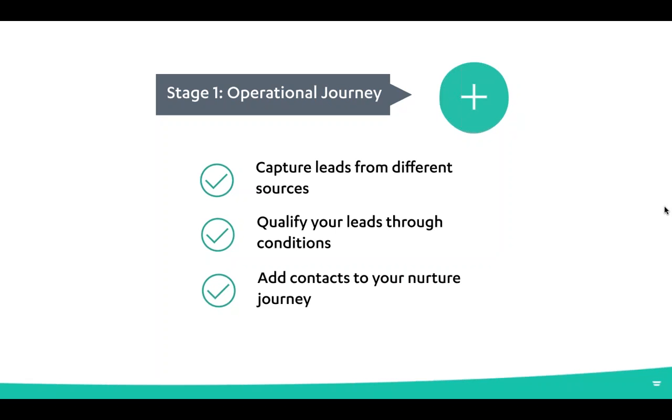Awesome. So we are going to dive into Autopilot now to actually show you how you can start to build out these journeys in your instance. But there are three main things that I'll cover in the next 5 to 10 minutes. First is how you actually go about capturing these leads from different sources. The second is, once you've captured them, how do you qualify your leads through condition checks in Autopilot so that you know that you're targeting the correct audience for your lead nurture journey? And then last but not least, I'll show you how you can add those contacts to a nurture journey list so that they can be triggered into the actual lead nurture journey when we go and build it in a few moments' time towards the latter stages of this call.